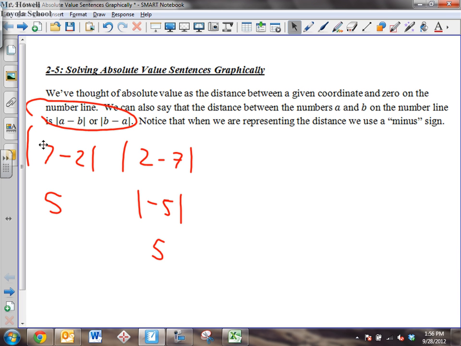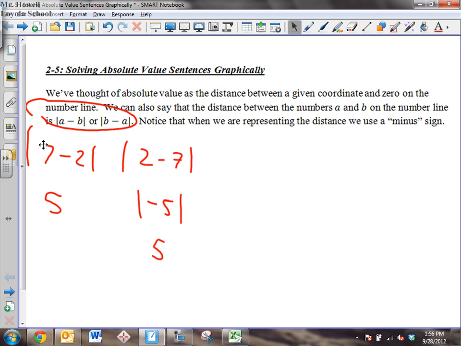The last thing is also important. It's going to come up. Notice that when we are representing the distance, we use a minus sign. We did that earlier in chapter 1, when you were searching for a point that was 1/3 the distance of a from b, and we did d1 equals x minus 7, d2 equals 12 minus x. We looked at the distance between points on the number line, and it was always subtraction. So, with this said, let's get into our examples.